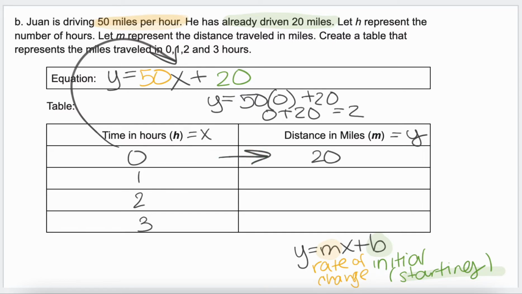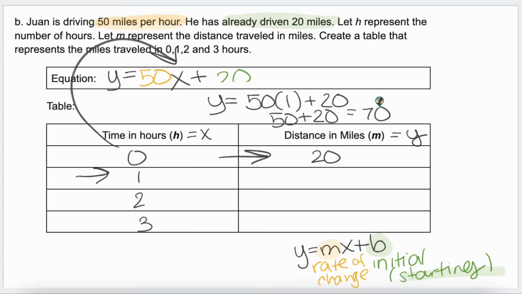Okay, let's take a look at row number 2, our 1, and let's use substitution for that one too. So let's substitute this x value into our equation. So we'd get y is equal to 50 times 1 plus 20. Well, 50 times 1 is 50, plus 20 is 70. So here we're going to have 70.